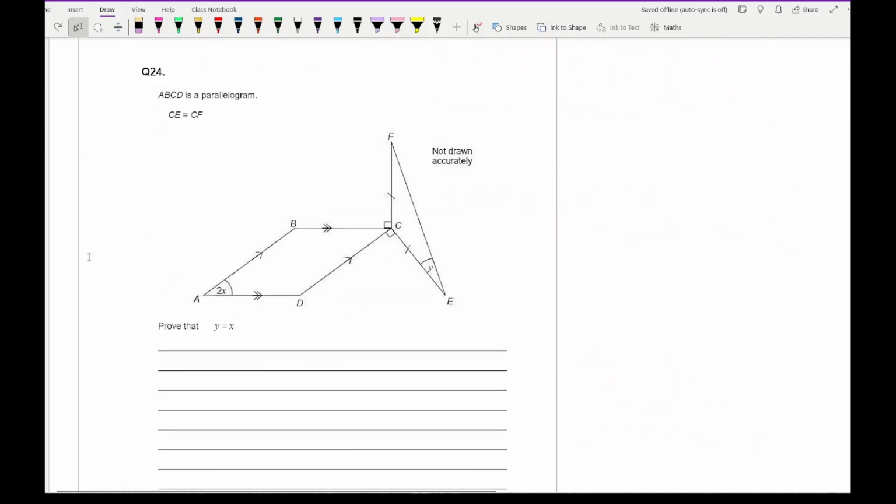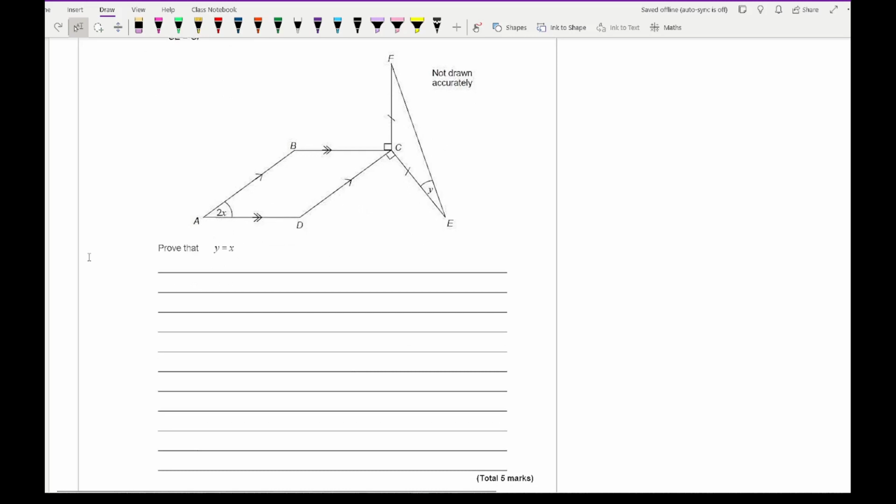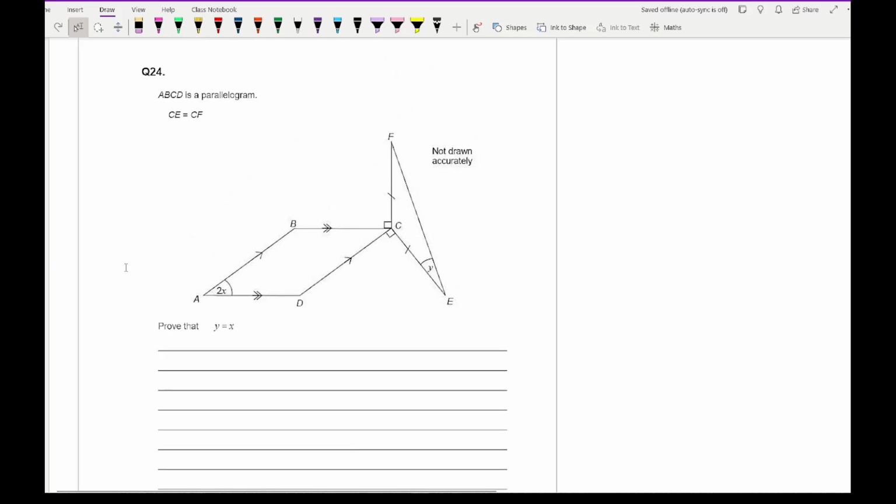So moving on to question 24, it says ABCD is a parallelogram, and CE is equal to CF, and it says prove that y equals x. From this, we can do our working out on the diagram, that's usually fine now. Because this triangle CEF is an isosceles triangle, this angle here is also going to be y. So working out what this angle here is going to be, that's going to be 180 minus 2y.